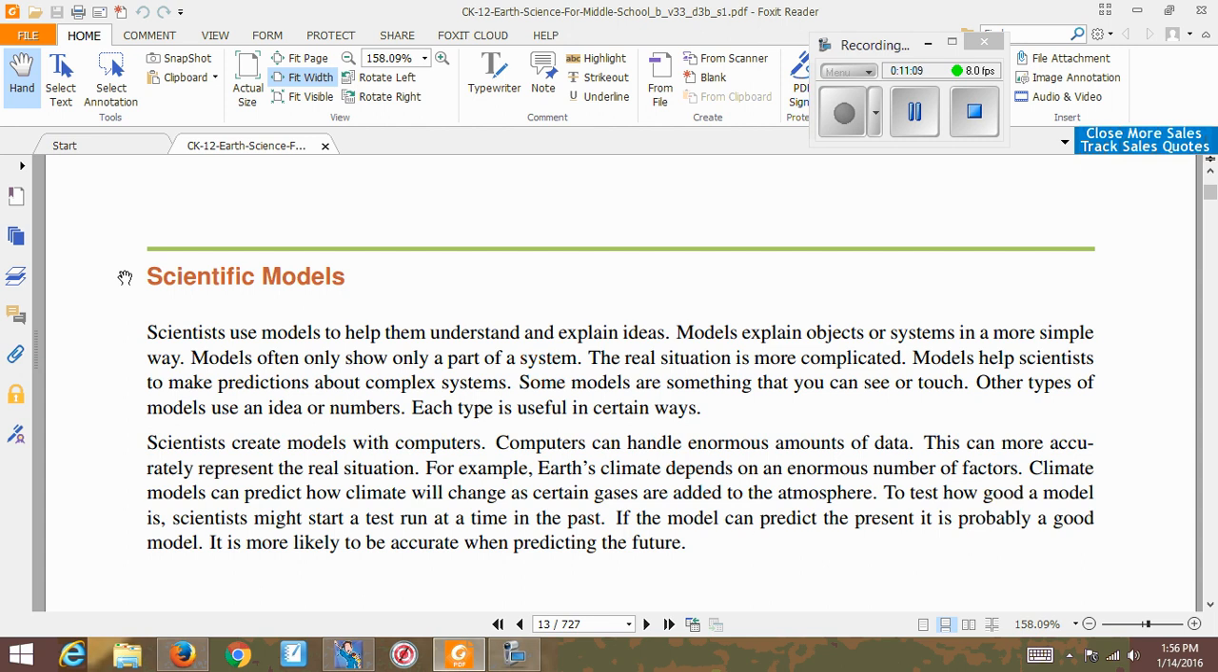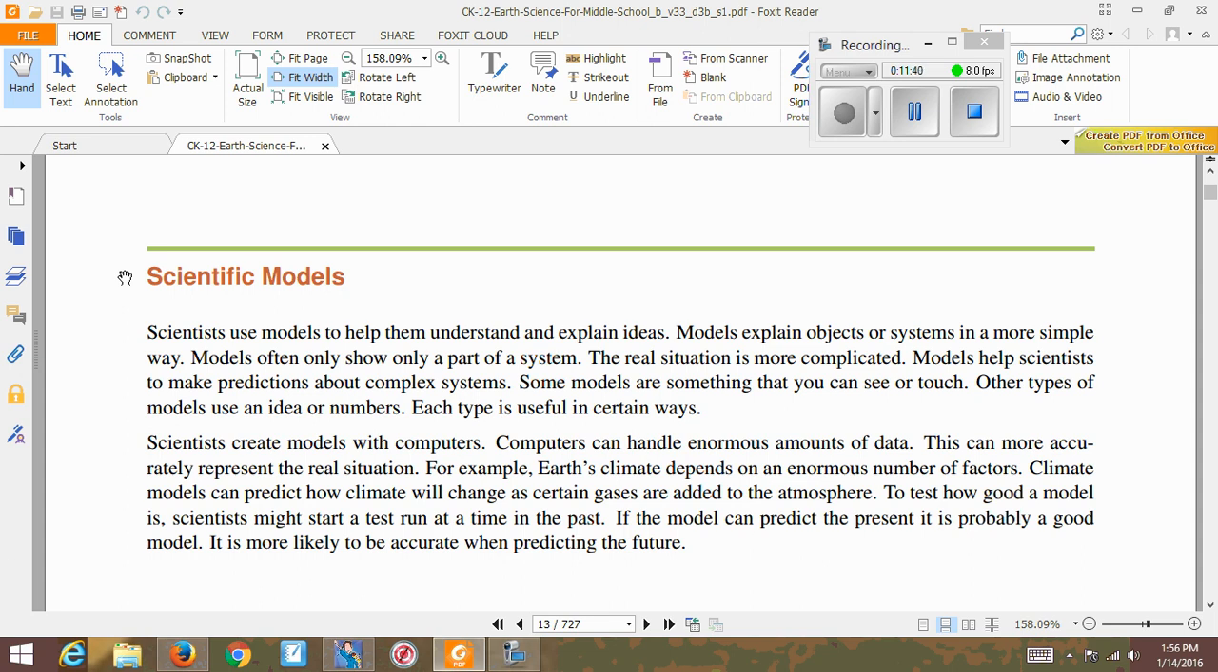For example, Earth's climate depends on an enormous number of factors. Climate models can predict how climate will change as certain gases are added to the atmosphere. To test how good a model is, scientists might start a test run at a time in the past. If the model can predict the present, it is probably a good model. It is more likely to be accurate when predicting the future.